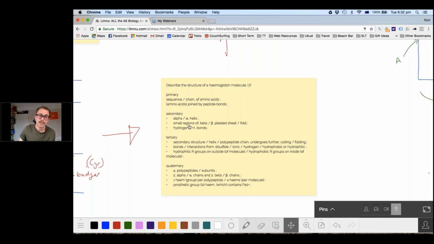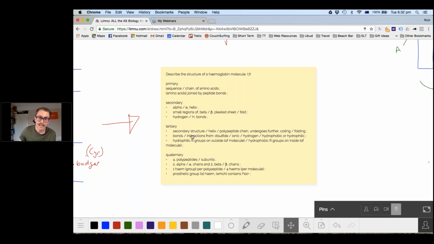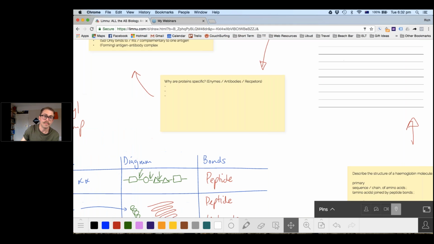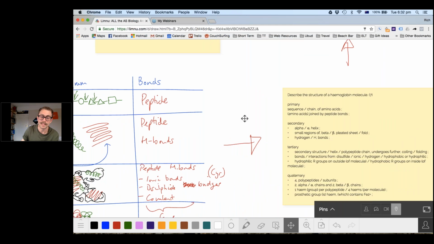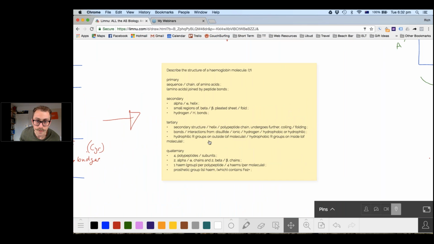Secondary: alpha helixes, small regions of beta pleated sheets are folded up, held together by hydrogen bonds. Okay, that's what you need to know every single time. It's converting that table into short, concise bullet points. Tertiary structure is the secondary structure helix or polypeptide chain undergoing further coiling or folding. The bonds or interactions form disulfide bridges, ionic bonds, hydrogen bonds, hydrophobic or hydrophilic interactions. Hydrophilic, the bits that like water, are the R groups, which is obviously the bits on the top, the bits that change between the amino acids. Hydrophilic ones on the outside, the hydrophobic ones on the inside. There's a greater emphasis on OCR spec than the other specs on the hydrophobic, hydrophilic stuff.